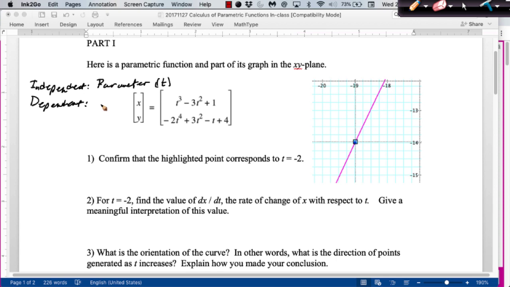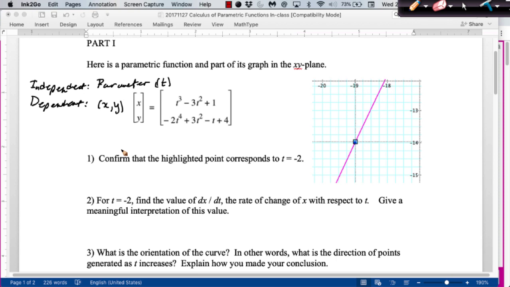So what's the dependent thing in this function? Neil knows. What's the dependent thing in a parametric function? Lee? x and y, right? Ordered pairs. So now we've got this parameter changing, and as the parameter changes, it gives corresponding values of ordered pairs, right? Okay, so that's just a review.